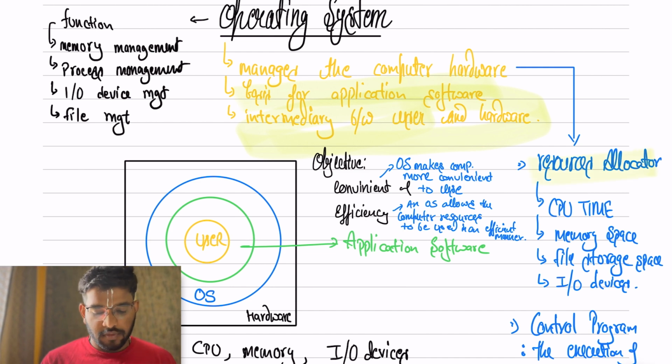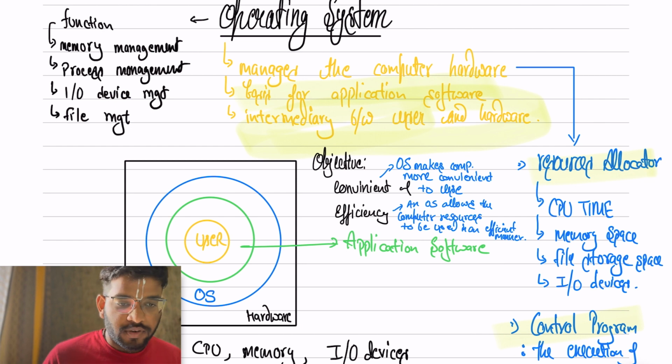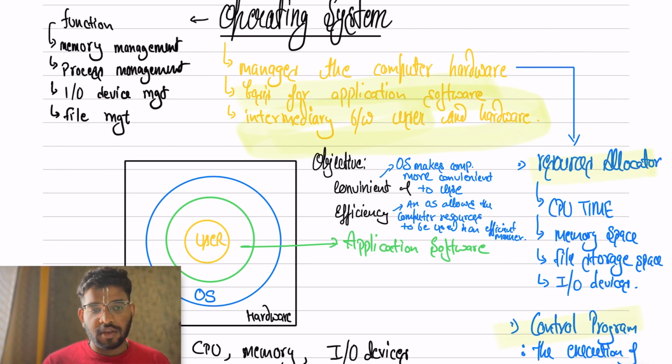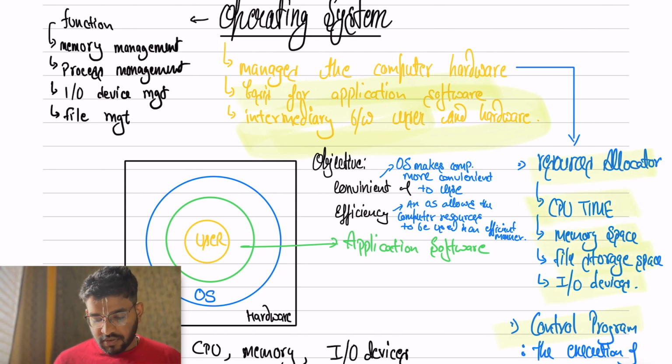If we break it into two parts, it means resource allocator and control program. Okay. So an operating system has a different view for every person, and what we are mainly concerned with is looking at it as a resource allocator and a control program. So what is a resource allocator? A resource allocator allocates resources to different processes. Resources can be of many types, such as CPU time, I/O devices, memory space, file storage, etc.